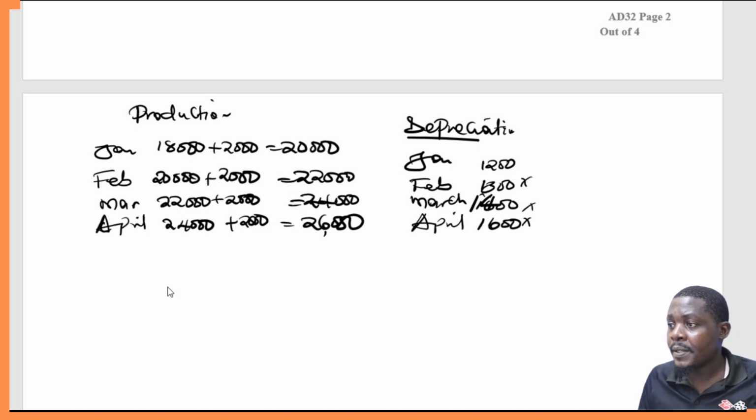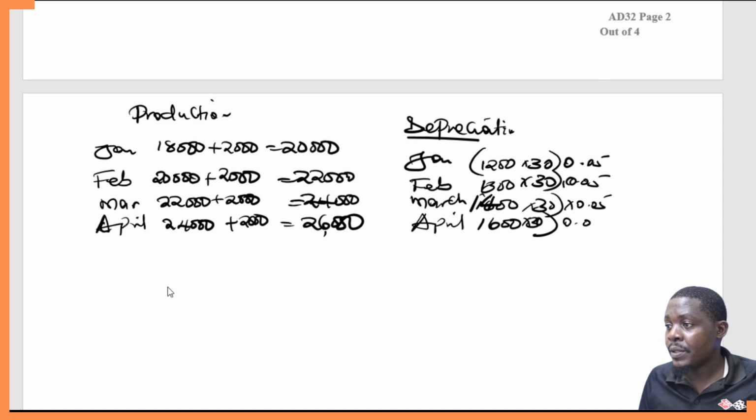The selling price was 30. That's 1,000. And this one we are multiplying by what? 5% of actual sales per month, 0.05. We multiply the answer by 0.05. Here we multiply by 0.05. The same with this one, 0.05.